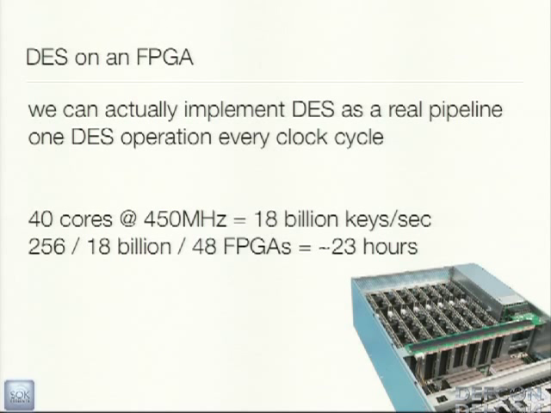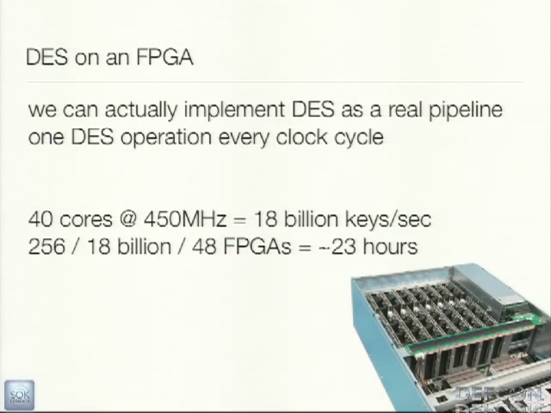And we went ahead and implemented DES as a real pipeline. So on an FPGA, each one of those stages of DES, you can actually implement and then have just registers in between them. So as you flow data in, it just gets clocked along through the whole thing. And once the pipeline is full, you get an actual DES operation every single clock cycle. We've clocked it up to 600 megahertz.